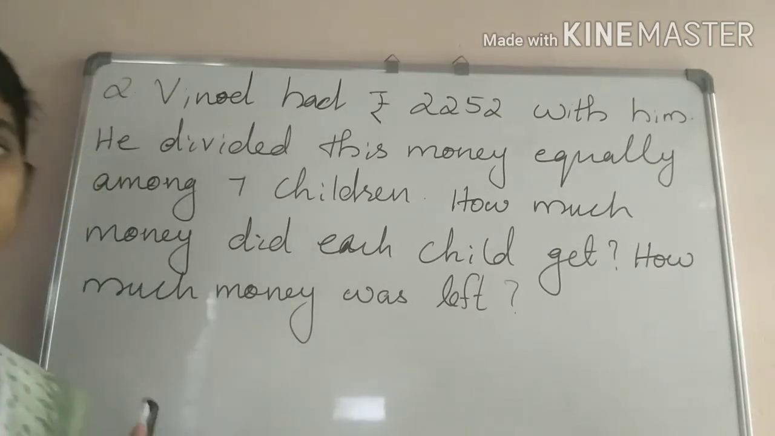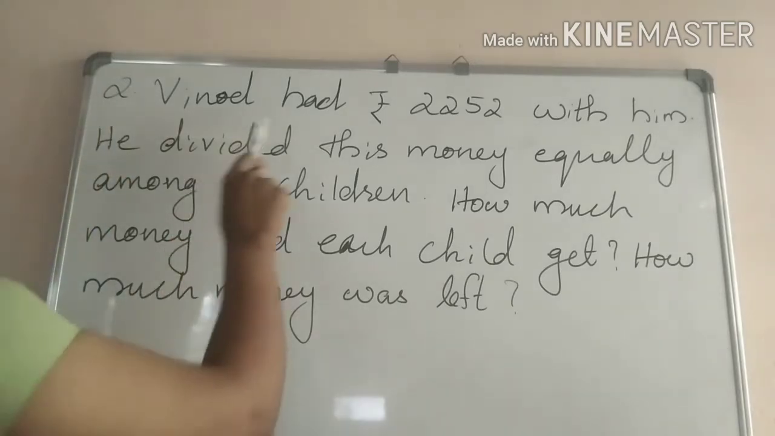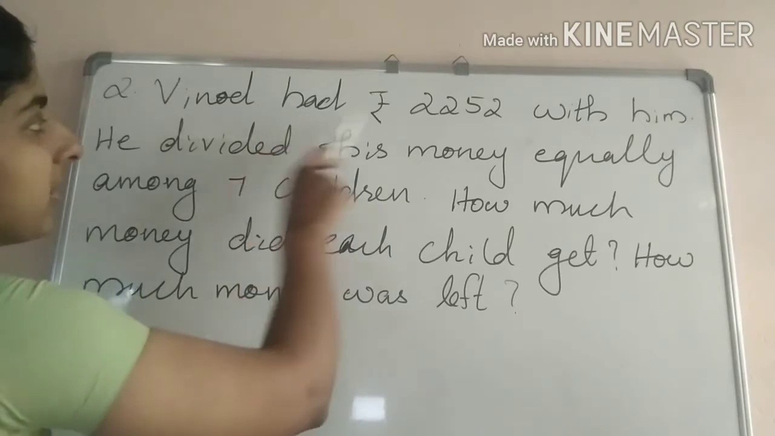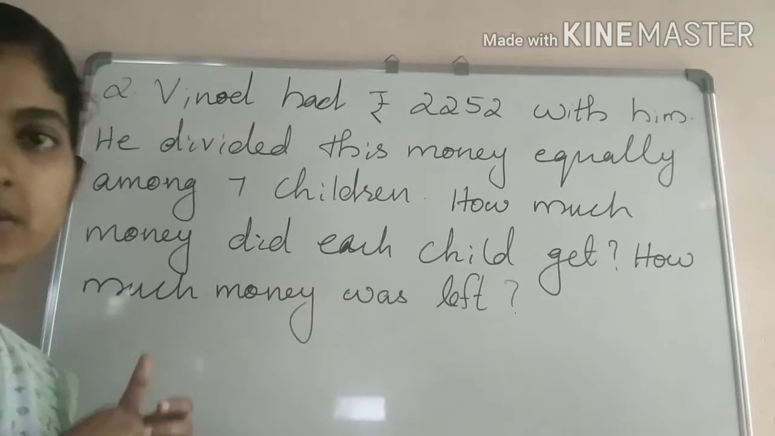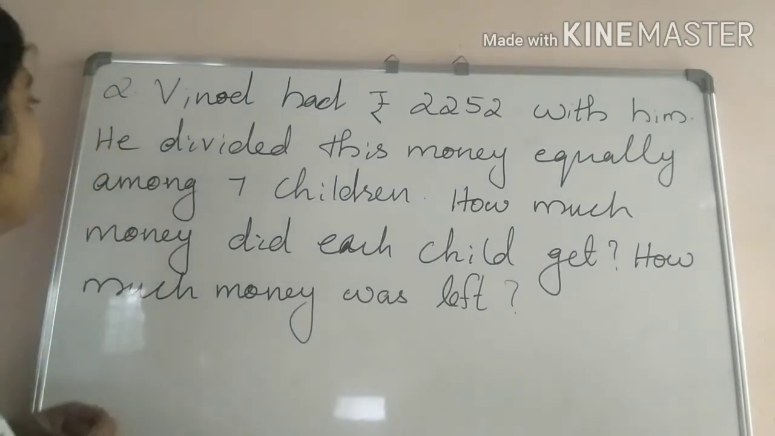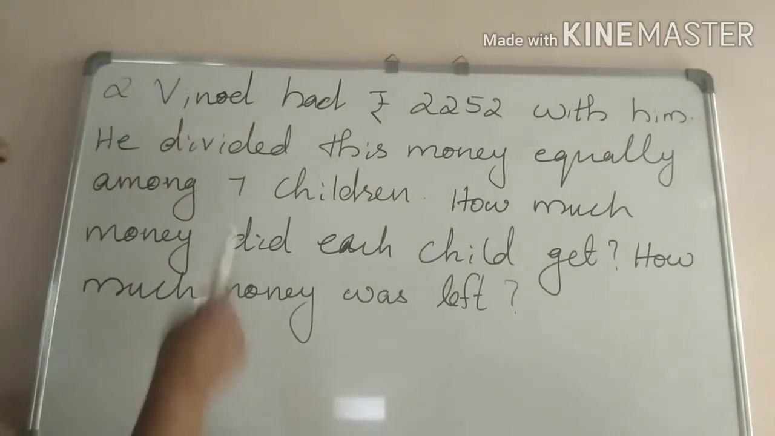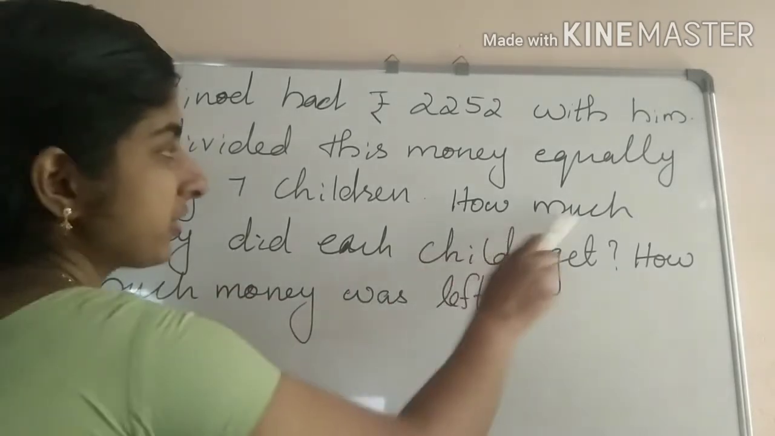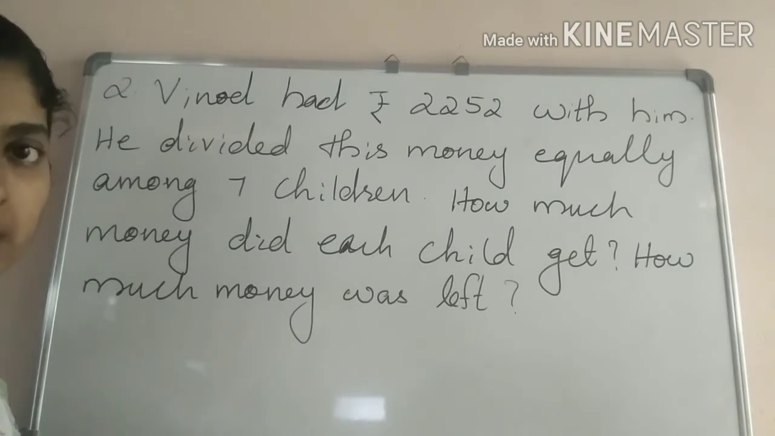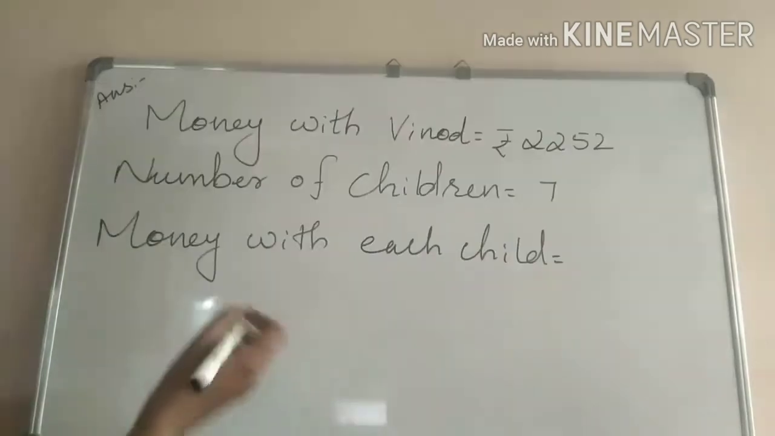Okay, how to write the steps? See, what is given? The money with Vinod is given, 2252. Then the number of children is given, that is 7. Then the money with each child, that is the first question that we have to find. Then the second one, how many rupees are left out, that is the second question.